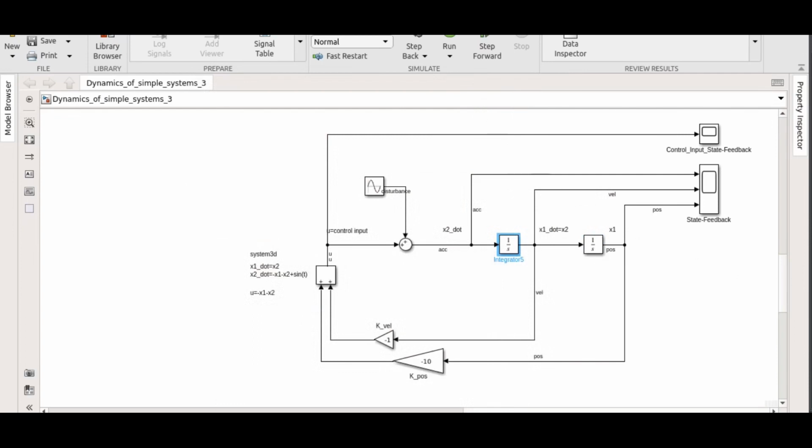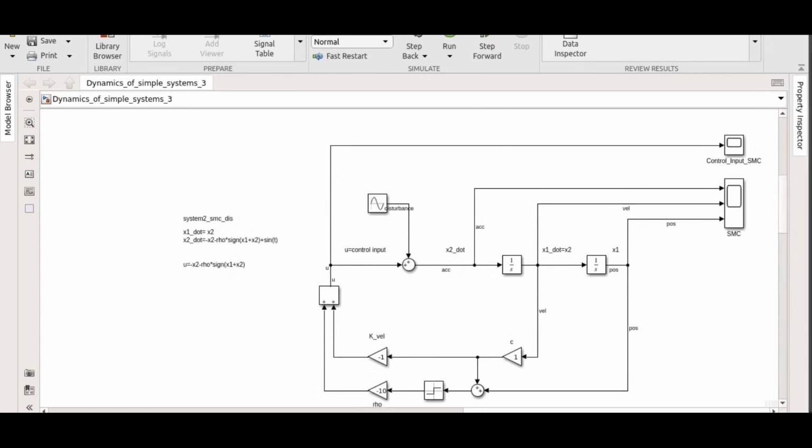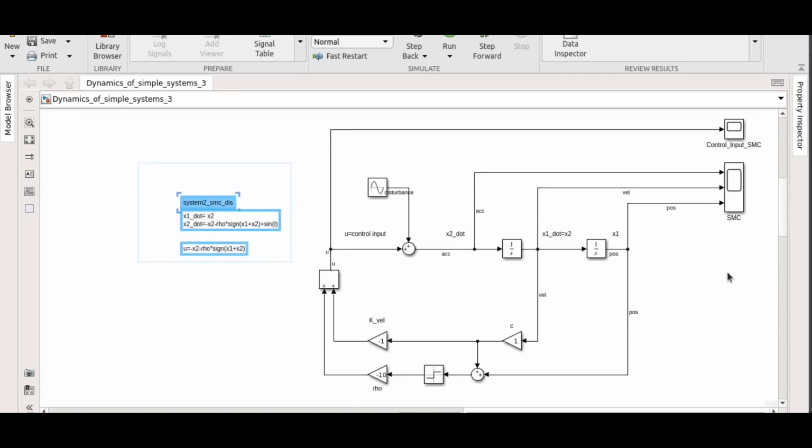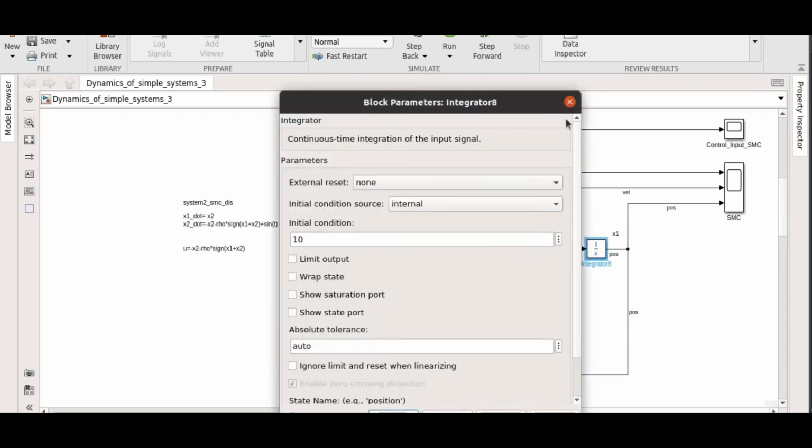This is the simulating model for sliding mode control. This is the system definition. x1 dot equal to x2, x2 dot equal to minus x2 minus rho sine x1 plus x2 plus disturbance. The control input is minus x2 minus rho sine of x1 plus x2. Let us simulate both the sliding mode control and the state feedback control with the initial position at 10 units and the initial velocity at 5 units.